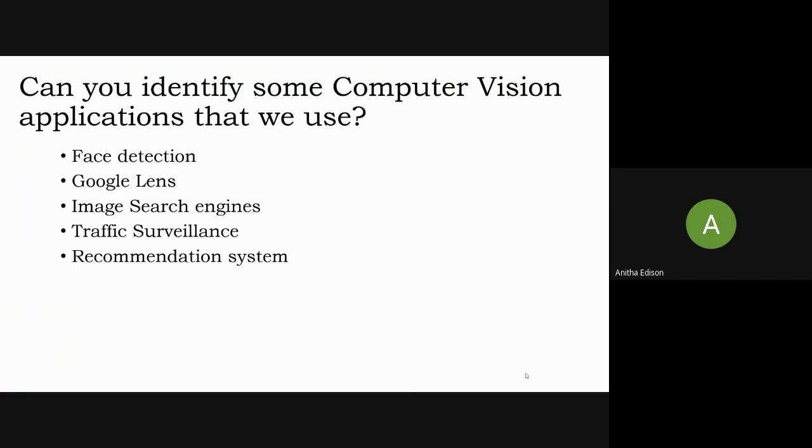The first computer vision application that we usually use is a camera, and most mobile phones have a face detection algorithm which shows a bounding box around the face. And then you have Google Lens, which I think most of you should have used. You can do image search using Google Lens, or you can extract the text from an image.